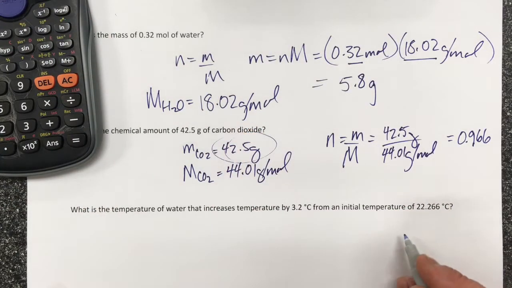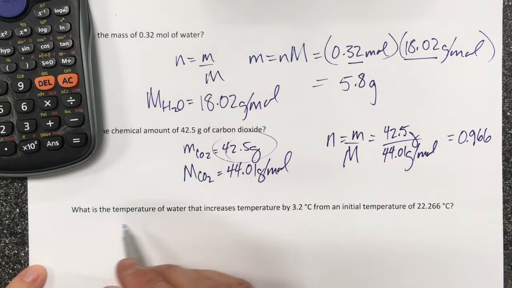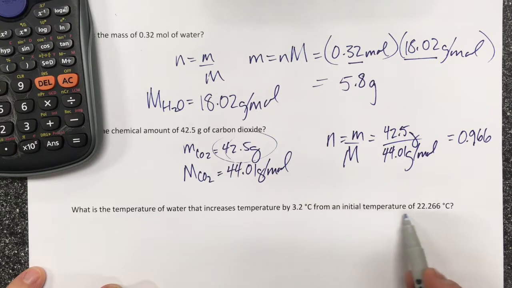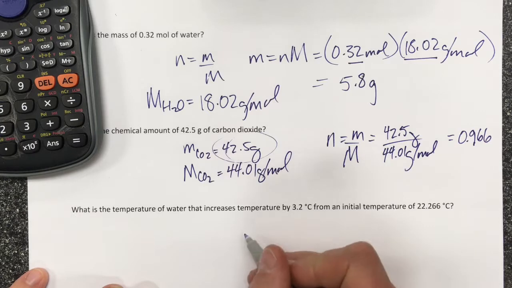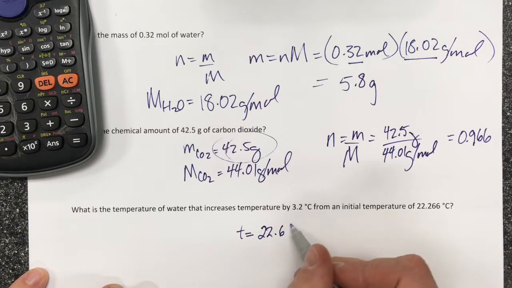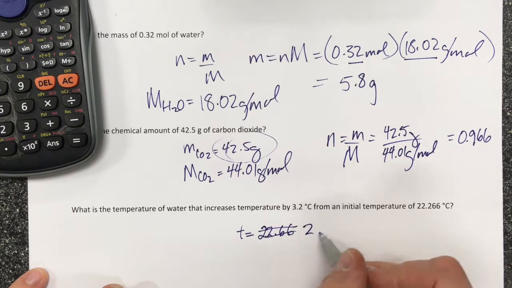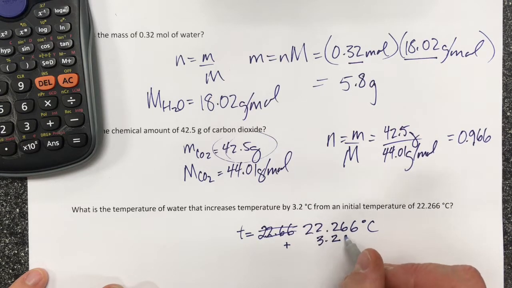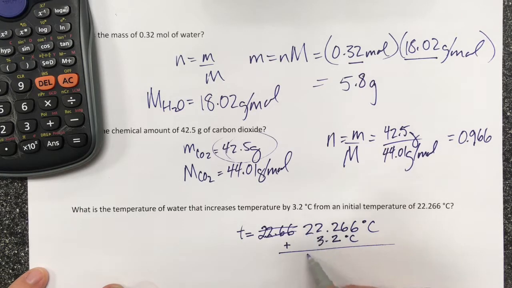My last example here is an addition question. What is the temperature of water that increases in temperature by 3.2 degrees Celsius from an initial temperature of 22.66 degrees Celsius? The temperature is going to equal 22.266 degrees Celsius, that's the initial temperature, and they're going to add 3.2 degrees Celsius. I know this is a 2, I know this is a 5, but this number is where I have to round it off.